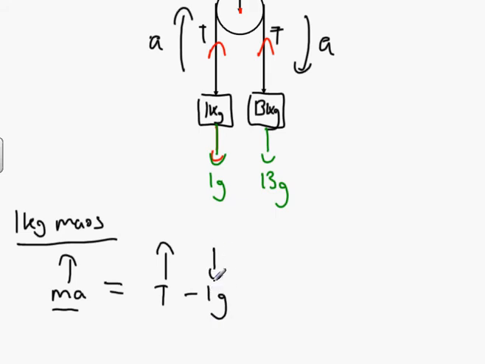Okay? Next thing, we're then going to replace M with 1, so it's going to be 1A equals T minus 1g.